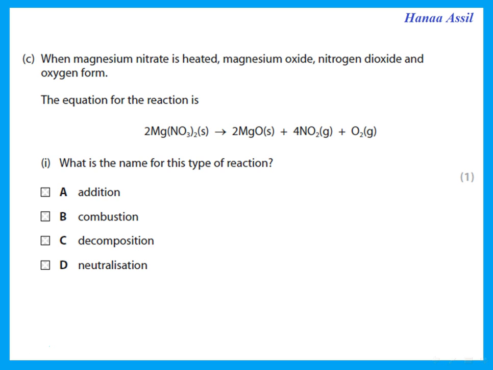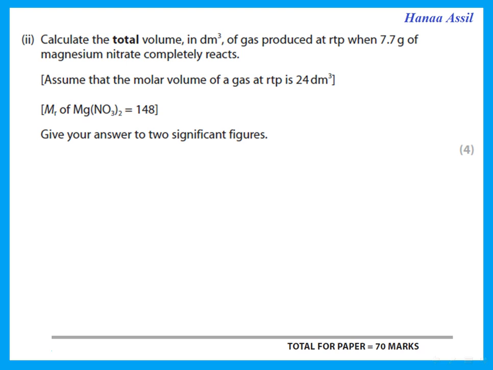When magnesium nitrate is heated, magnesium oxide, nitrogen dioxide, and oxygen form. The equation for the reaction is this. What is the name of this type of reaction? When we start with something and it breaks up into two or more substances, that is called decomposition. Actually, if it is with heat, it is called thermal decomposition.